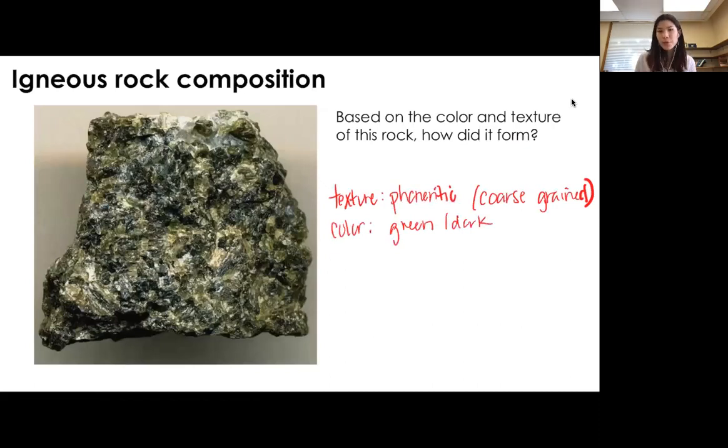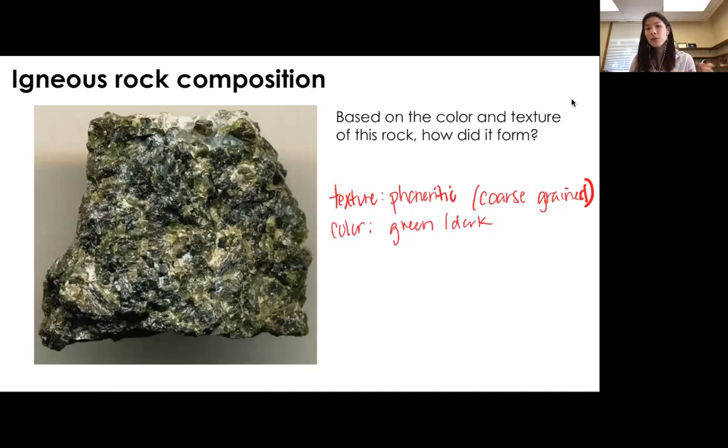So how did this form? Well, we assume based on the texture that it cooled at depth. Based on the color, we can say it's a mafic or ultramafic composition, which meant it had to be a fairly hot magma that cooled. And then it formed near a mafic source.